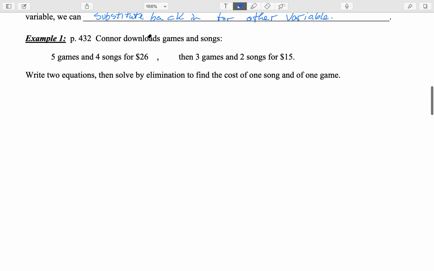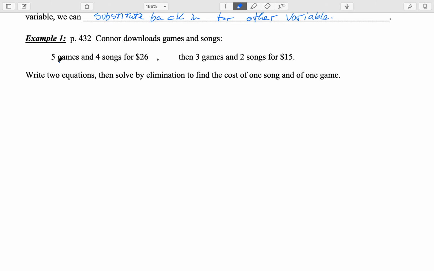Okay, how about this one? It says, Connor downloads games and songs, right? He downloads 5 games, 4 songs, cost him 26 bucks. Then he does 3 games and 2 songs, cost $15. Now the difference is 2 games and 2 songs, and it's $11. It's okay. You know what? Let's make a system out of this. So step 1, let's write 2 equations and then solve by elimination.